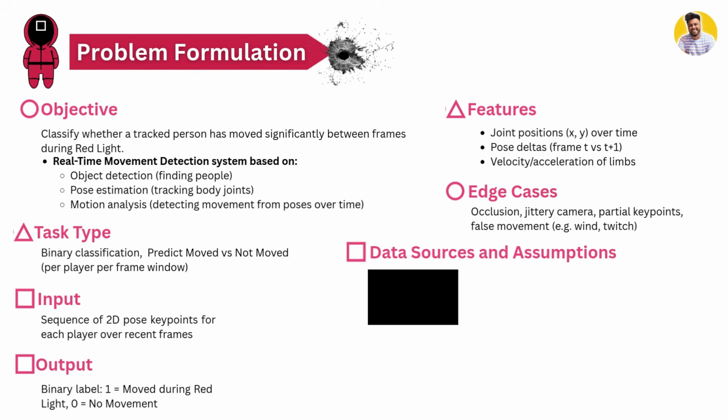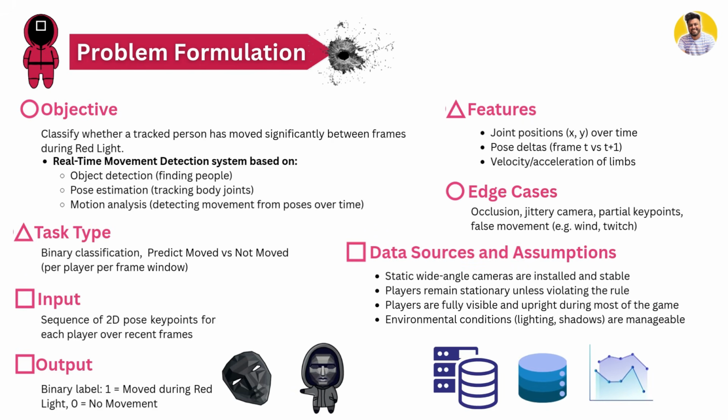Then ask about the data sources to your interviewer. Ask what kind of data they have and where the data is placed so that it can help in building the data pipelines for us. And then ask about your assumptions. In that case, I assume that the game has static wide-angle cameras that are installed and stable. Players remain stationary during the red light and players are fully visible and upright during most of the game. Environment conditions like lighting, wind and shadows are manageable.